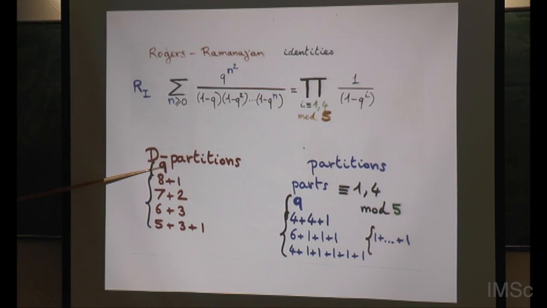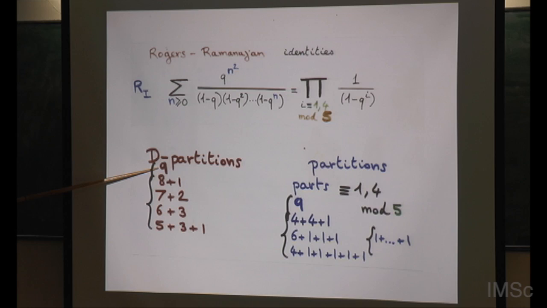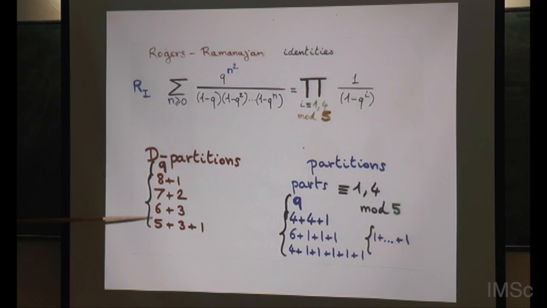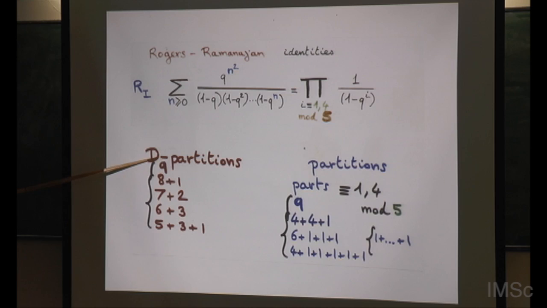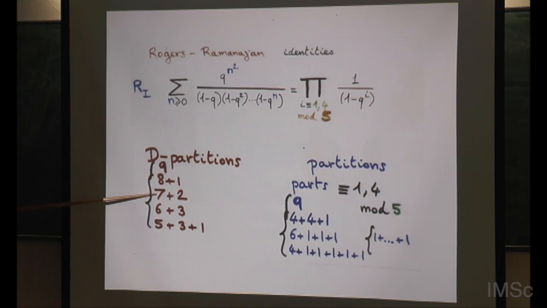q to the power 9 will be the number of D-partitions of 9. Here there are 5 D-partitions: 9, 8 plus 1, 7 plus 2, 6 plus 3, 5 plus 3 plus 1. So you see, it's a partition such that the difference between two consecutive parts is bigger or equal to 2. Here the difference is exactly 2. Here the difference is 7. So there are only 5 such D-partitions.